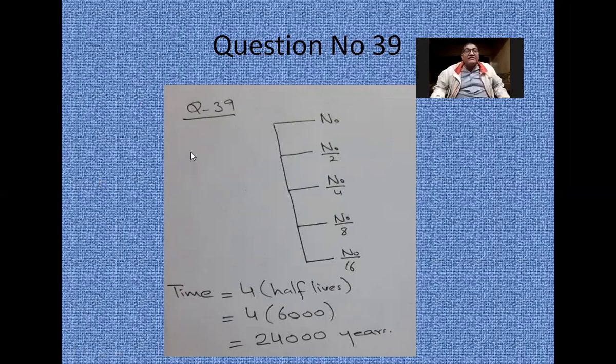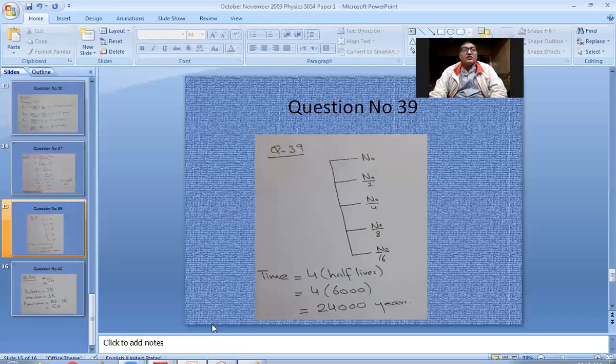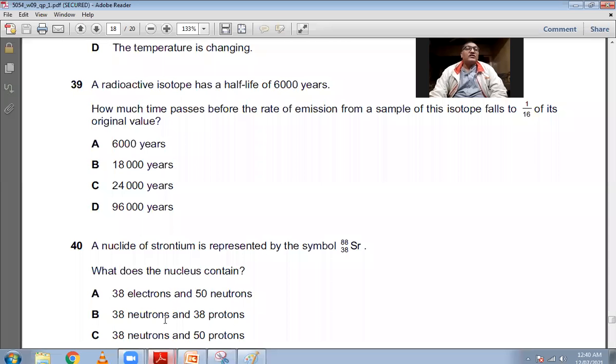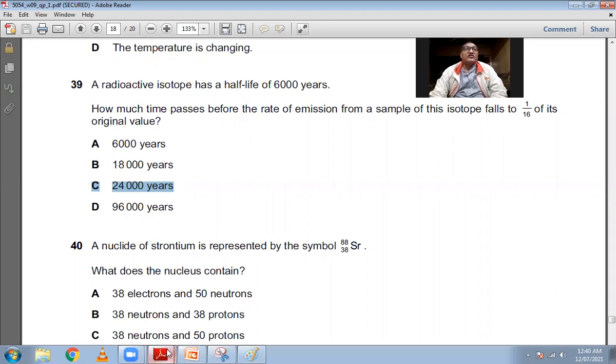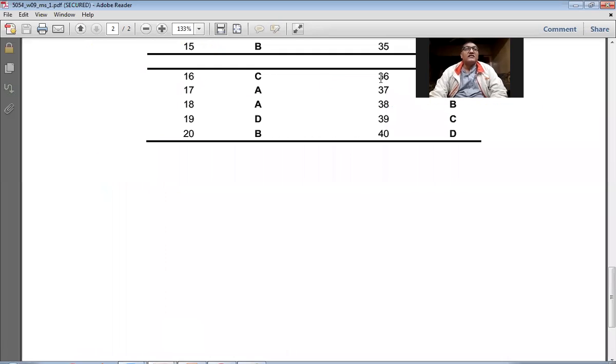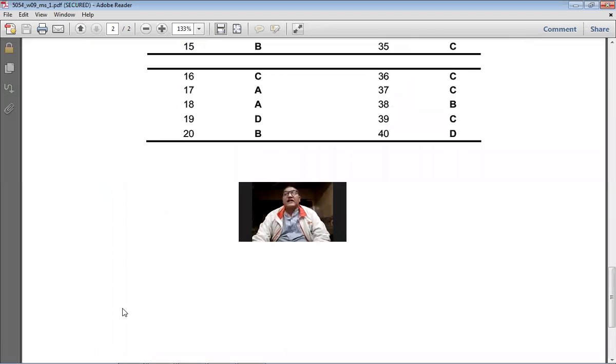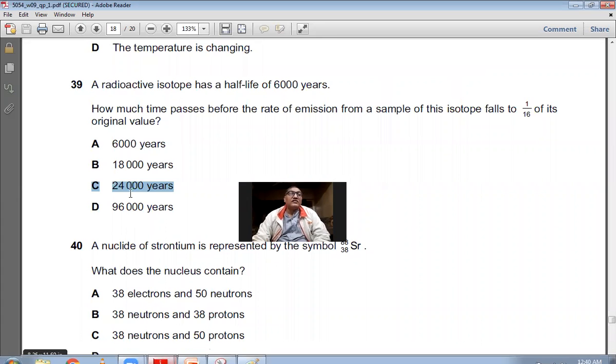So one half-life is 6,000 years. So 4 have passed, so it will be 4 times 6,000, and that will be 24,000 years. I think C looks the best option. Question number 39, C looks the best option, sir.